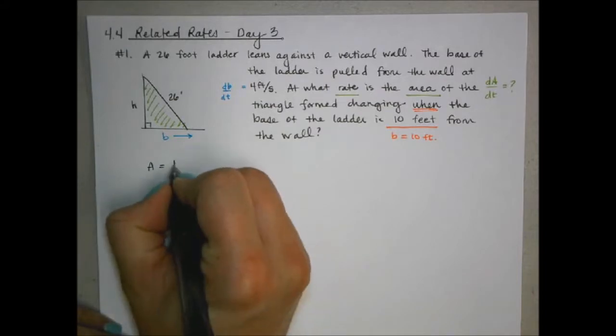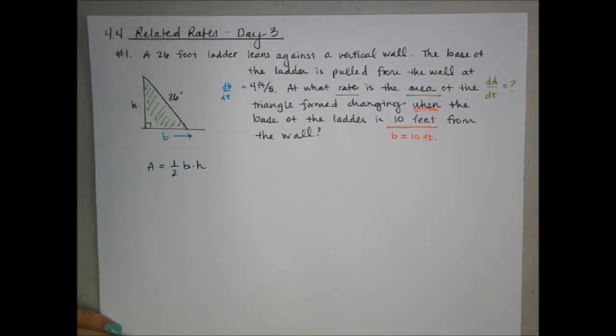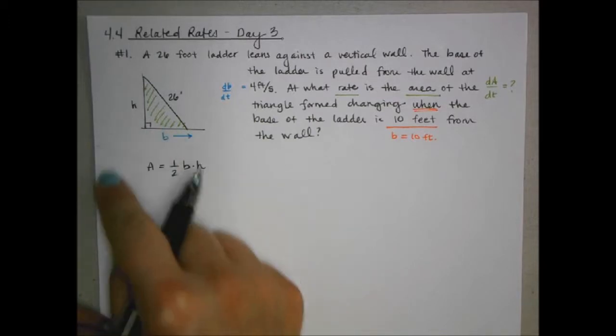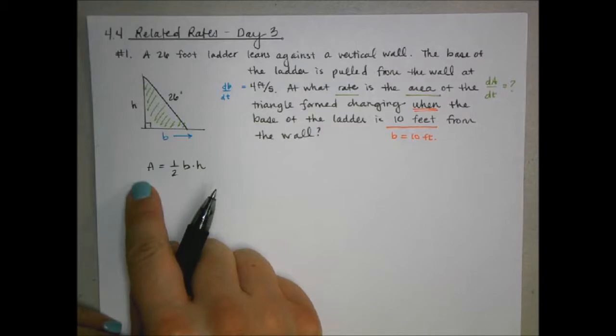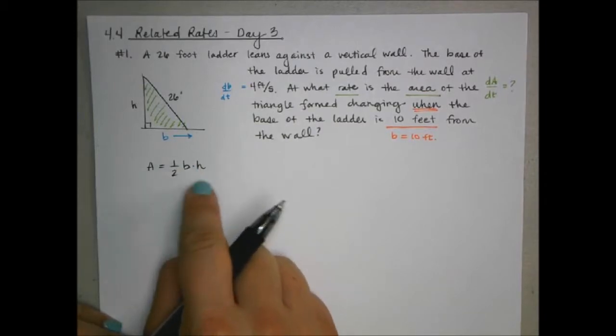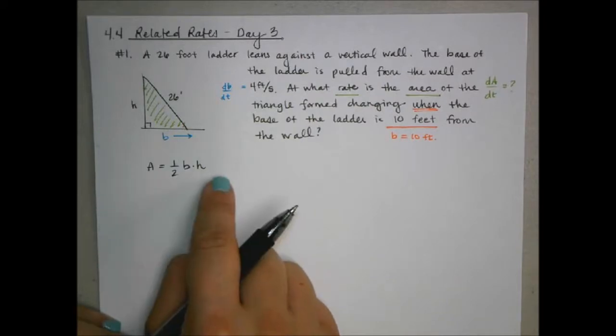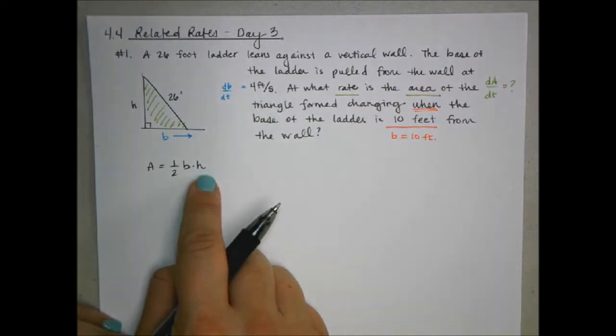Area is 1/2 base times height. So here, in order to do this problem, we're going to take our derivative of each side with respect to time. So dA/dt will end up eventually with a dB/dt and a dh/dt. Notice we have dB/dt, we don't have dh/dt.